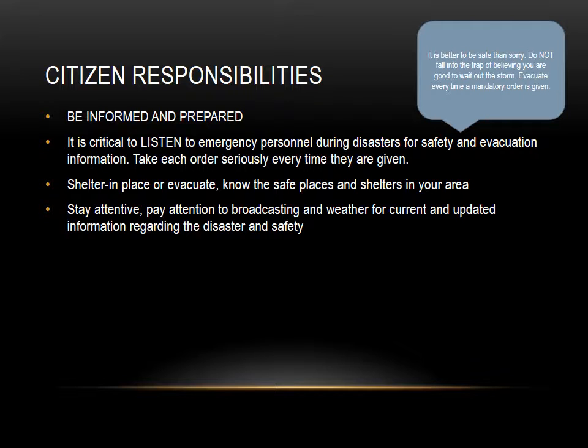It is very critical to listen to emergency personnel during the time of disasters for safety information, as well as evacuation orders and information. It's also critical that the citizens take these orders seriously every time that they are given. It is so much better to be safe than sorry, and you don't want to fall into that trap of believing that you could be good just to wait the storm out. So whether the order is to shelter in place or evacuate, it's very important that those are obeyed.